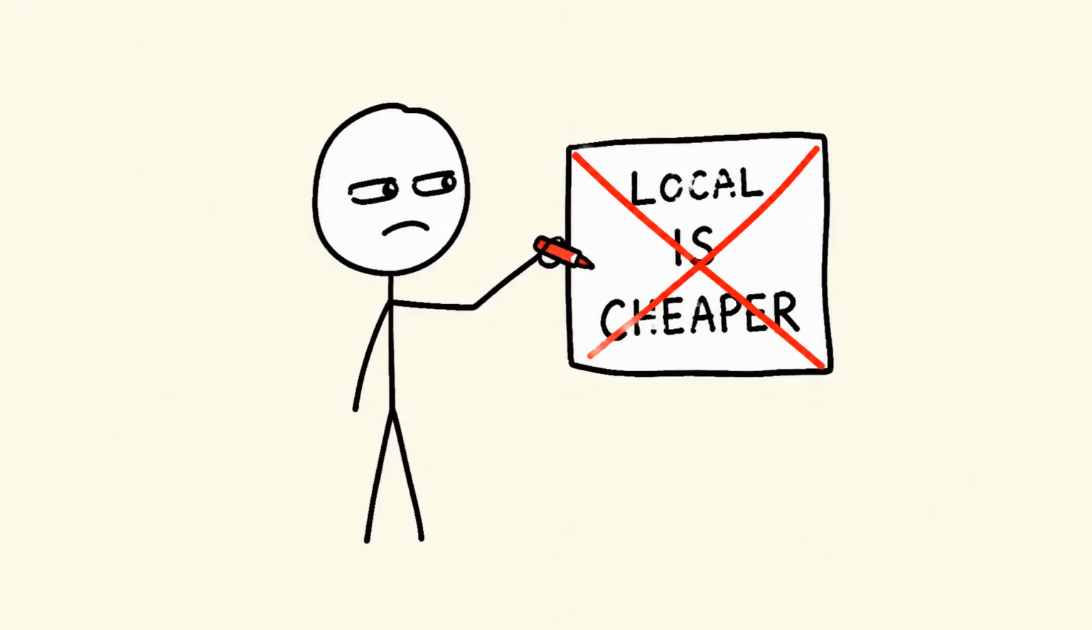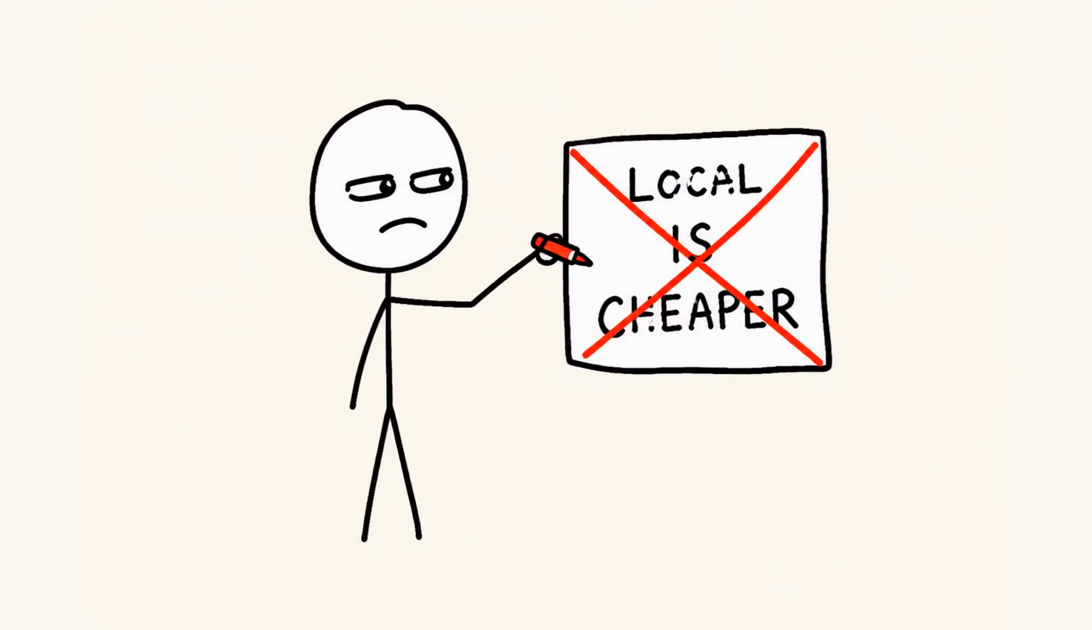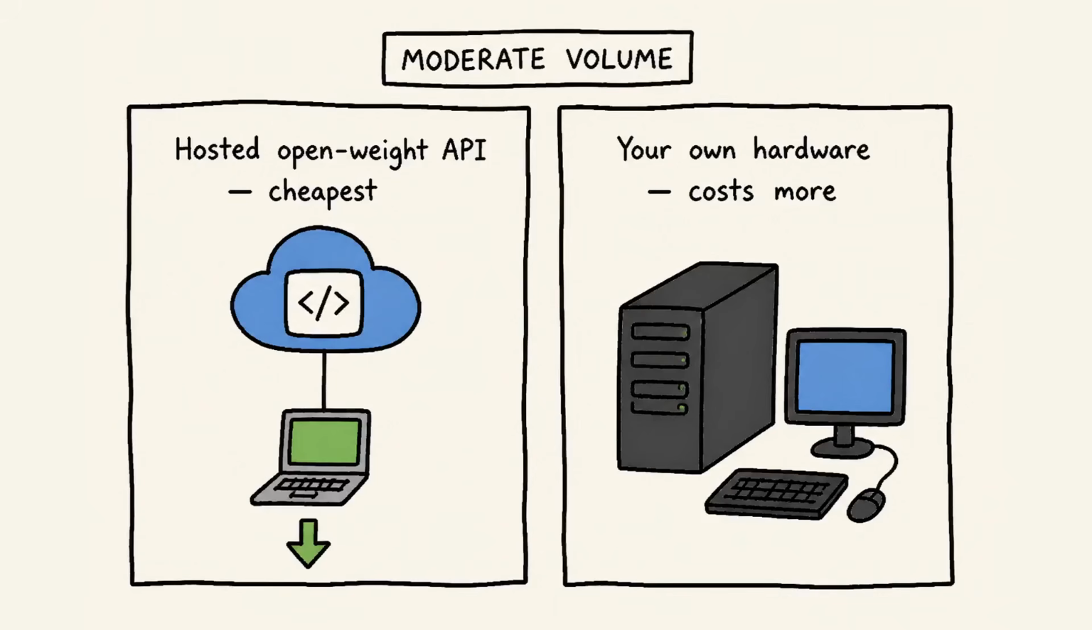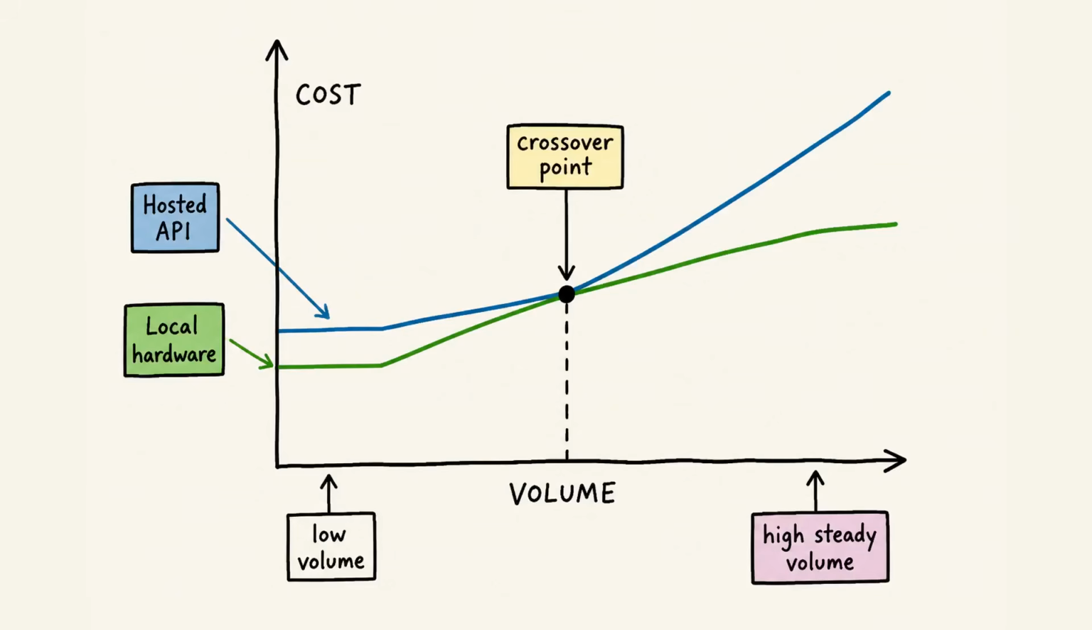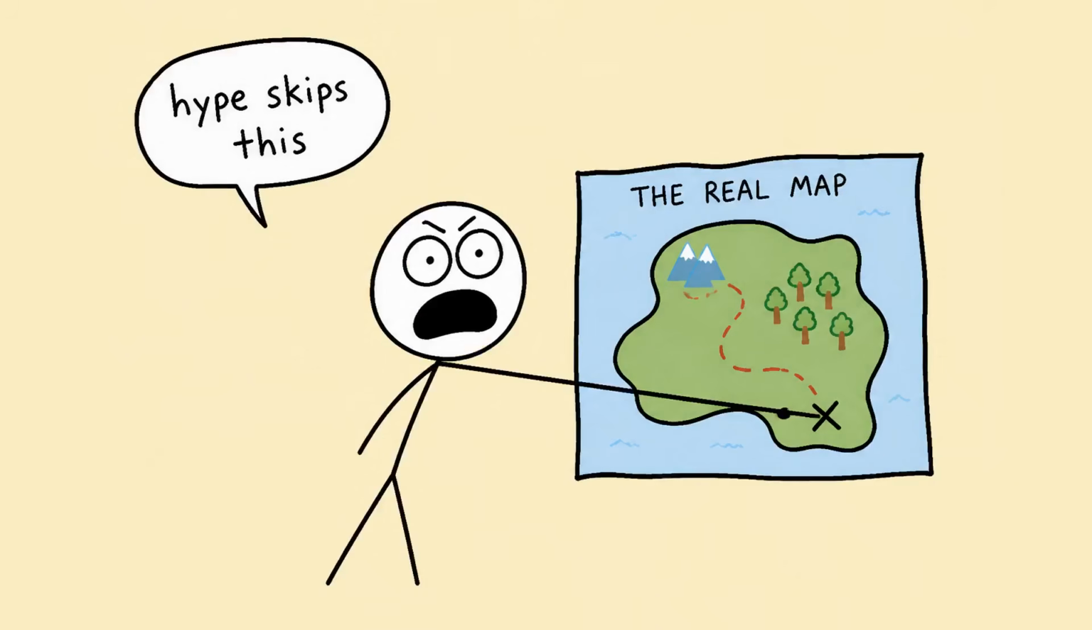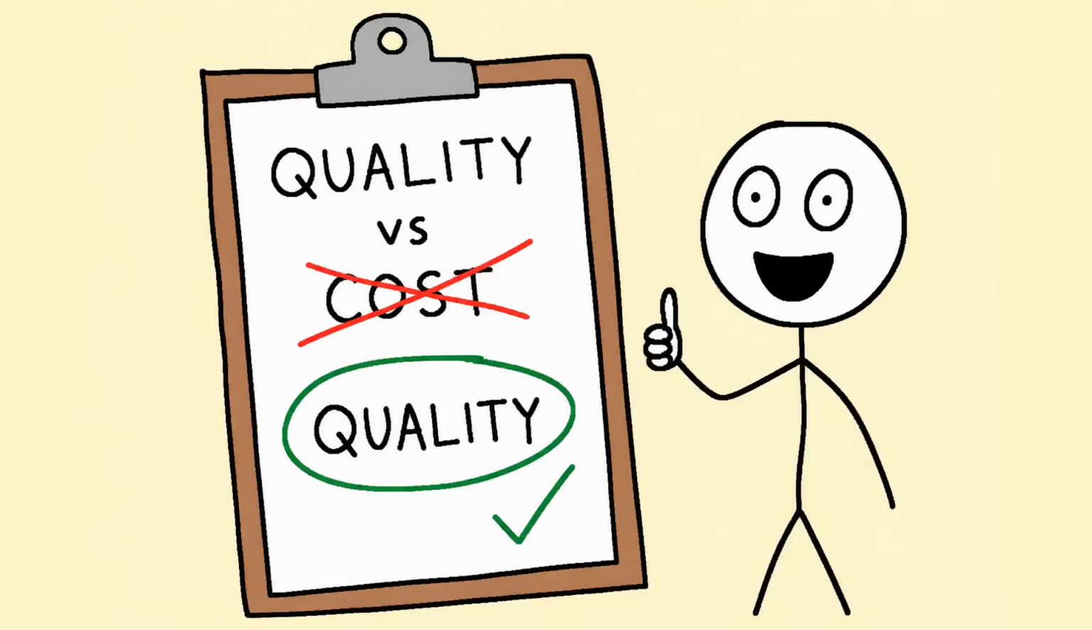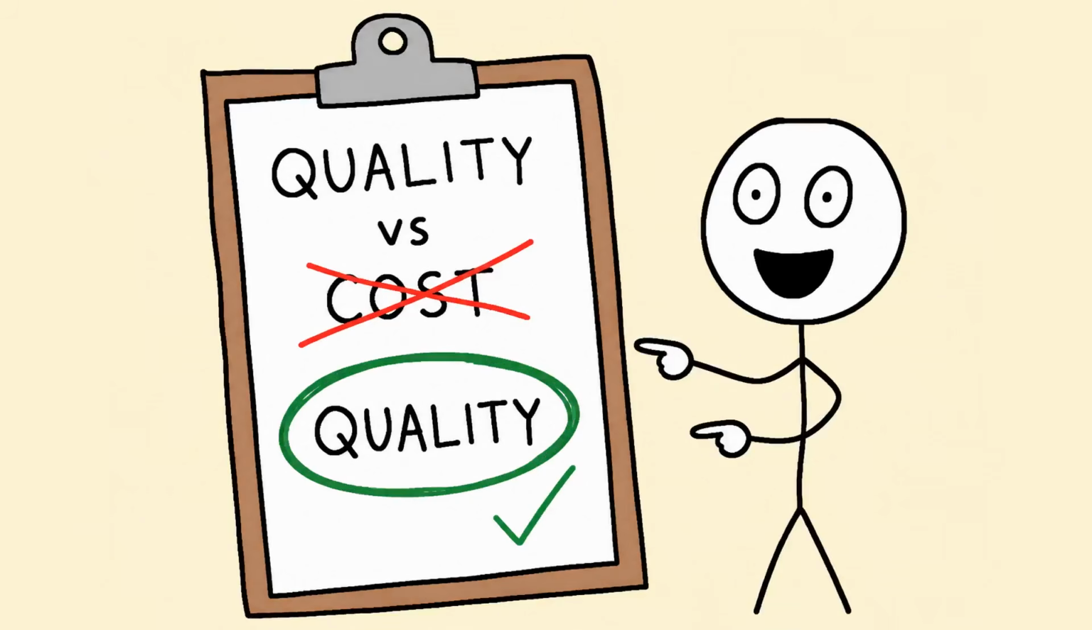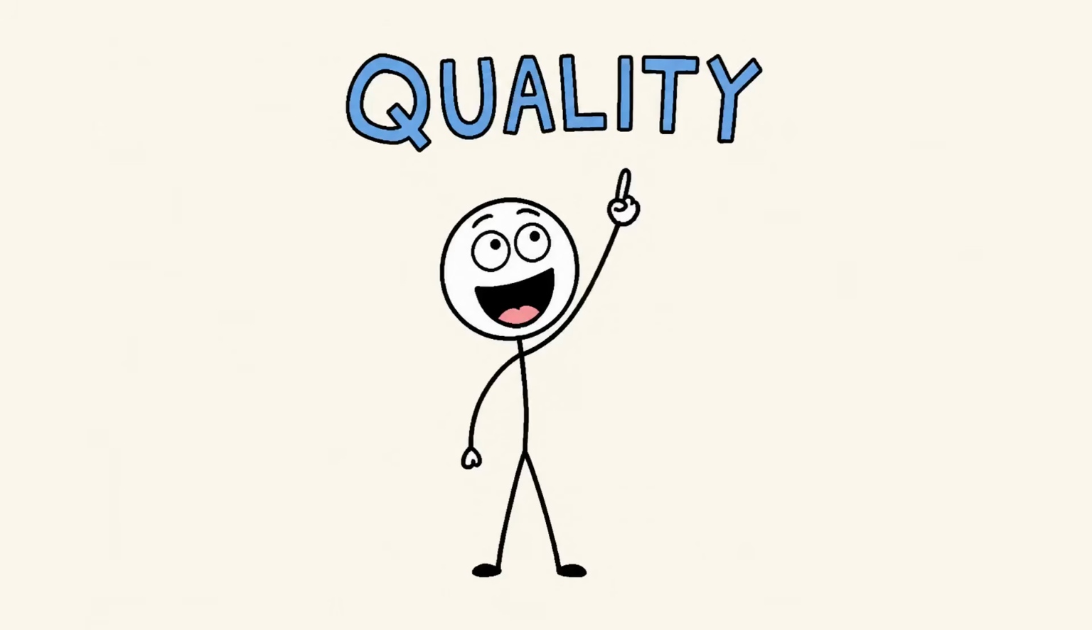So yeah, "local is cheaper" is wrong about as often as it's right. At moderate volume, commodity hosted APIs undercut everyone, including your own hardware. Local only pulls ahead at genuinely high, steady volume. That's the real map, and that's the part the hype skips over. Okay, so that handles cost. But cost was never really the reason people defaulted to the cloud. The reason was quality. So let's talk about whether that reason still holds up.